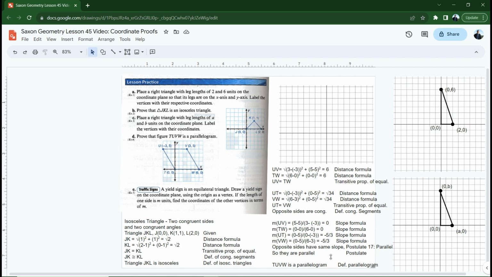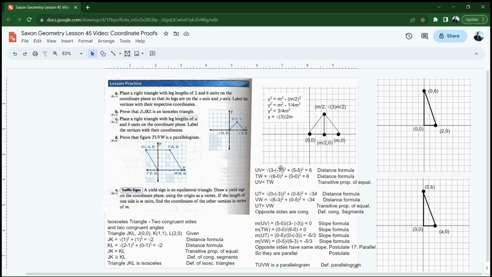All right, letter E, a yield sign, equilateral triangle. Draw a yield sign on the coordinate plane using the origin as a vertex. For an equilateral triangle, it's just going to be one of the corner points of my triangle. If the length of one side is m units, find the coordinates of the other vertices in terms of m.